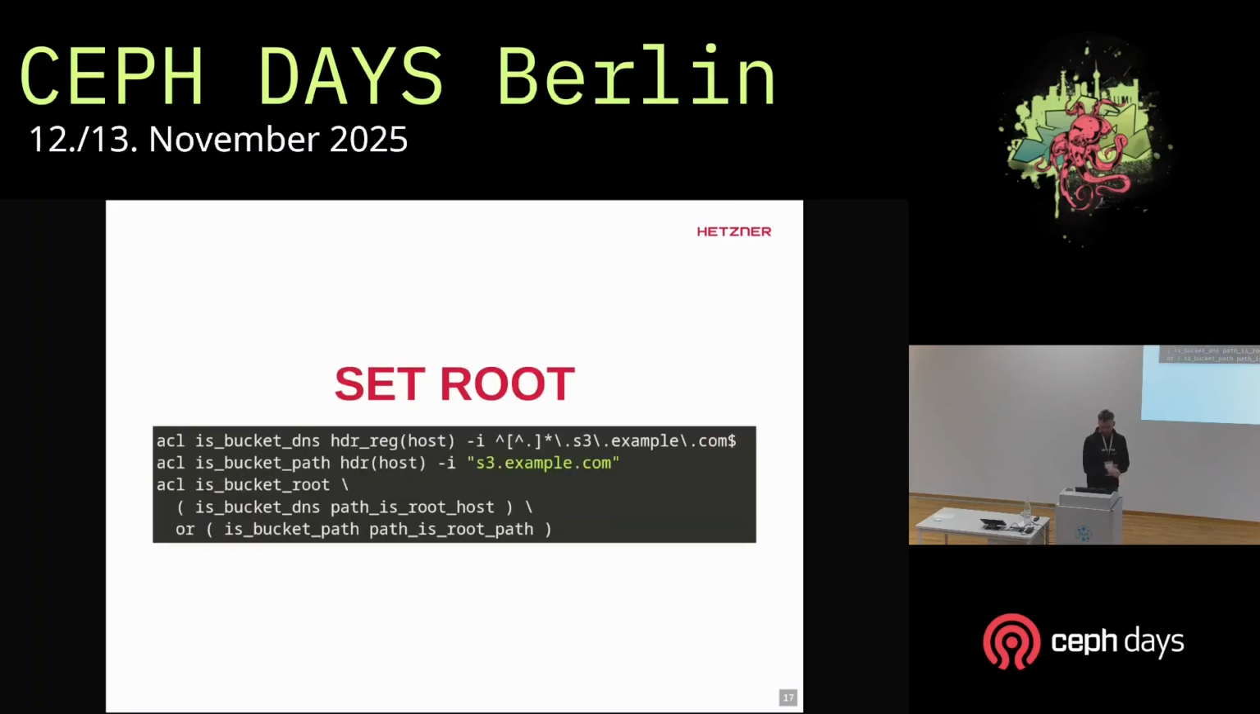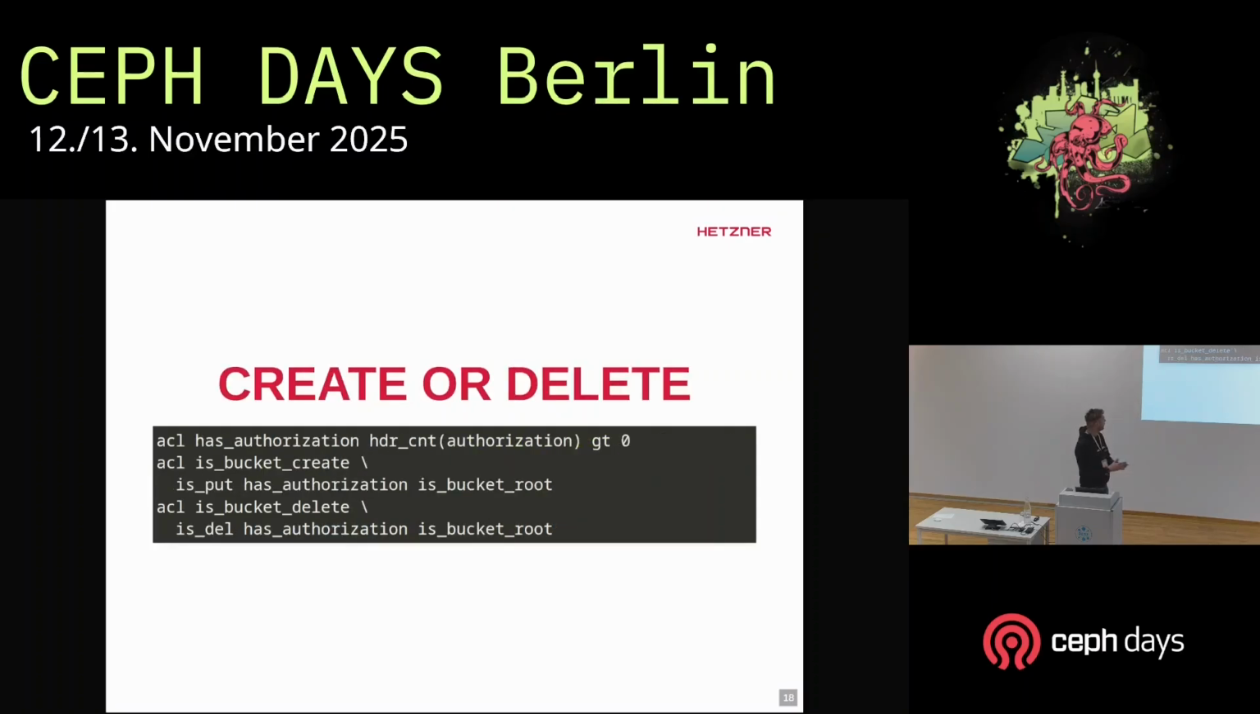And then we have to put this together again, so we can check that we are only on the root here. And then what we do next is look for a create bucket or delete bucket request, which doesn't need to have the S3 authentication header, because you cannot have a non-authenticated request to do so. So we simply check if the header is there.